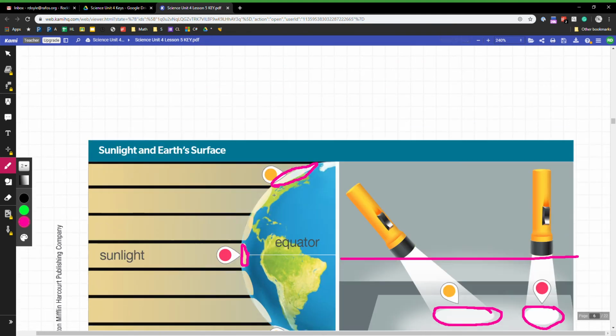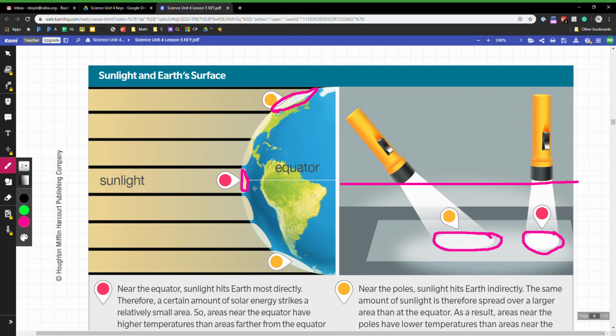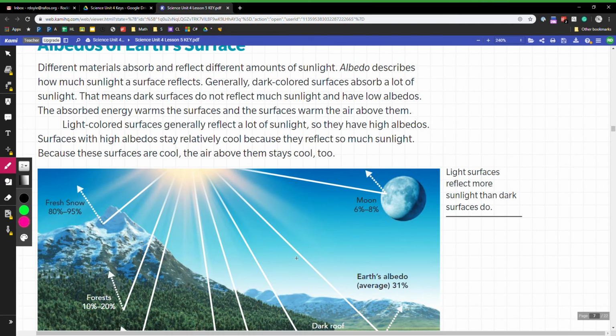So the idea is that as you get further away from the equator, the sunlight is actually transferring less energy to the surface, which is one of the big reasons why the poles are colder and the equator is warmer.